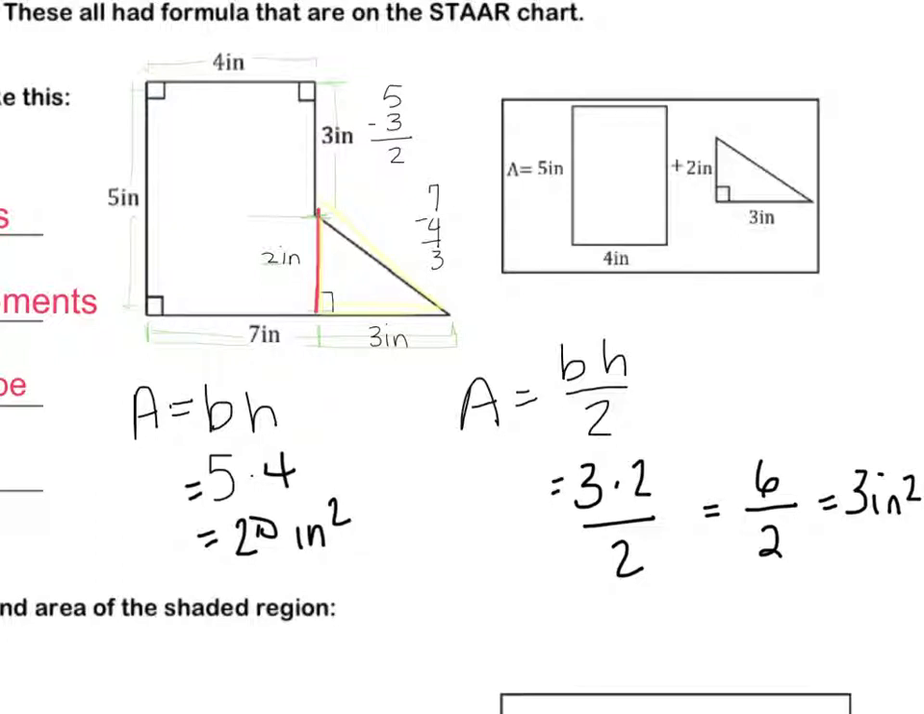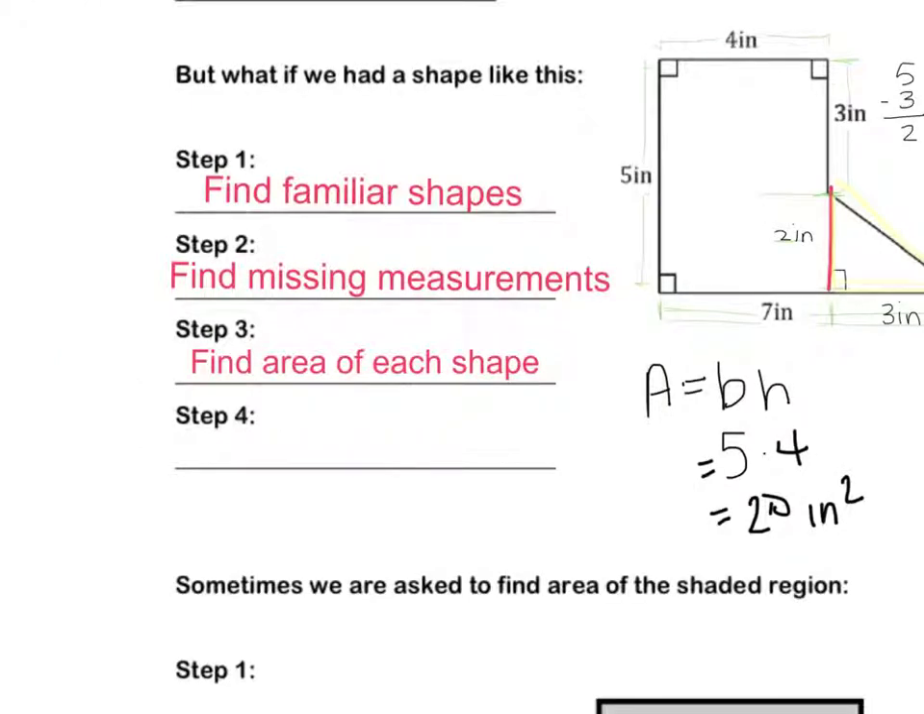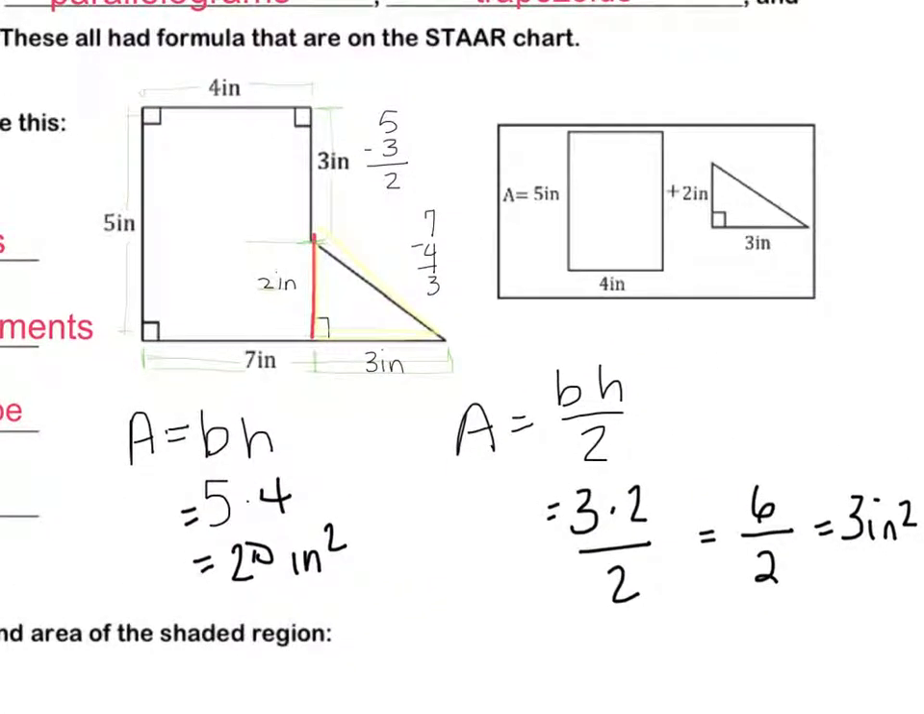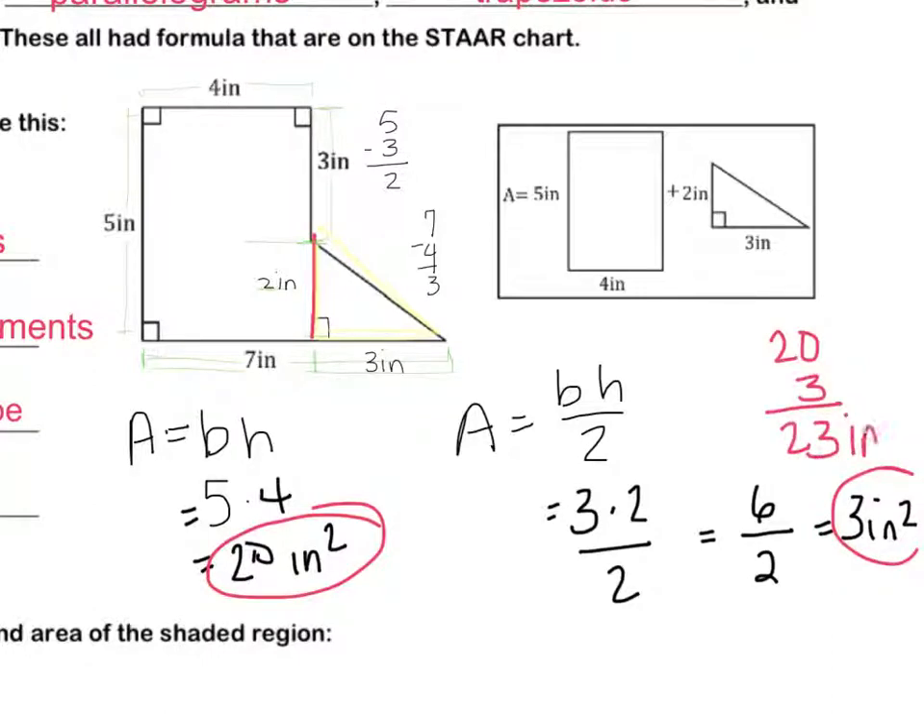That leads us to our fourth step. We need to add our measurements of our area together. So there we go. Now that shouldn't be that hard with these measurements. So I'm going to come over here, and I'm going to find a spot, and I'm going to have 20, which is from here, and I'm going to add it to 3, and we get 23 inches squared as the total area for that shape.